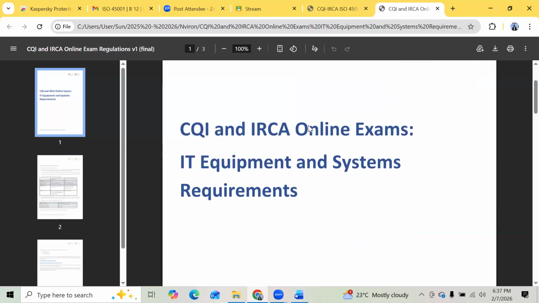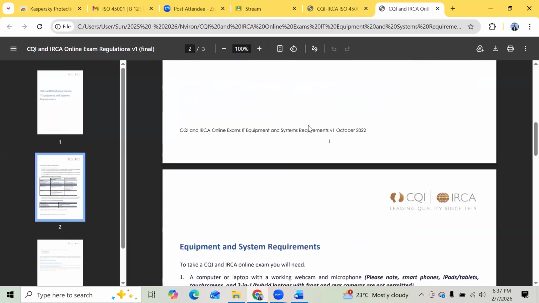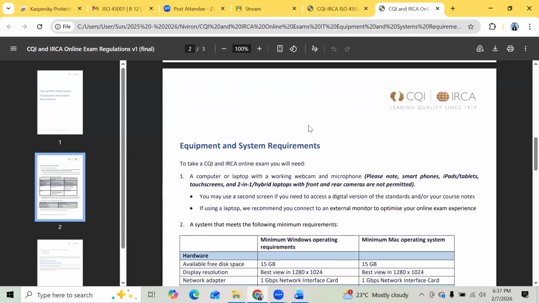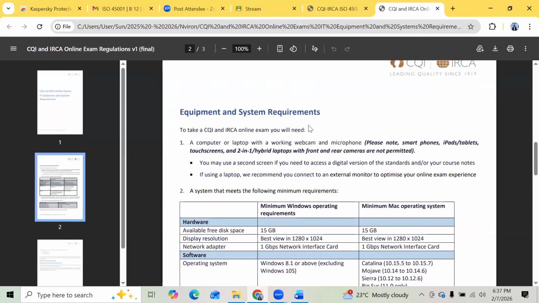So about the examination, equipment and system requirements. A computer or a laptop with a working microphone and webcam is required. Please note smartphones, iPads, tablets, touch screens, and two-in-one hybrid laptops with front and rear cameras are not permitted.